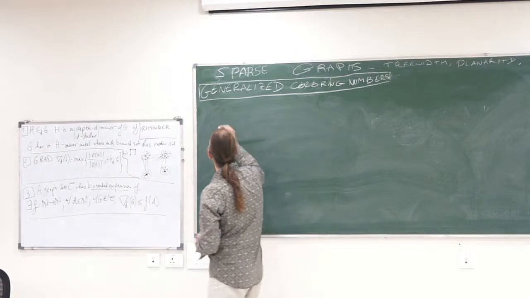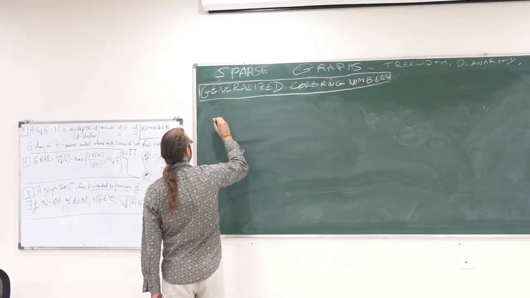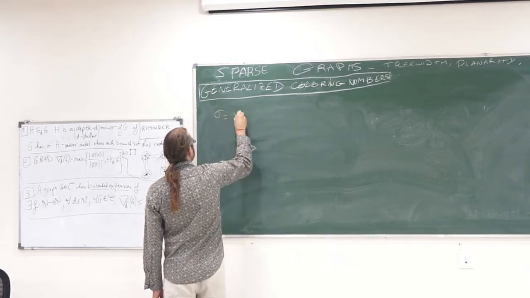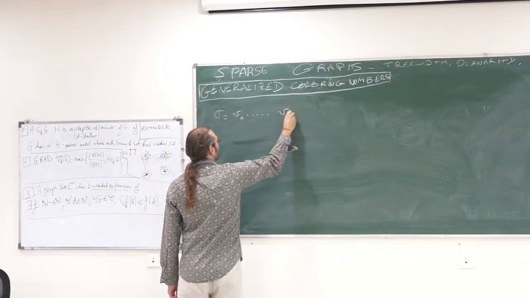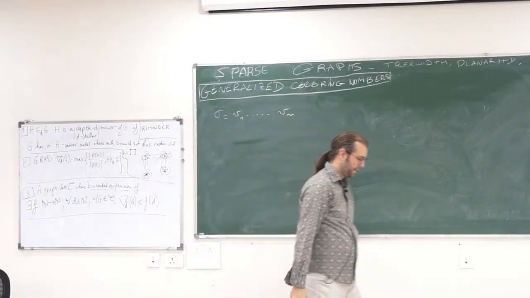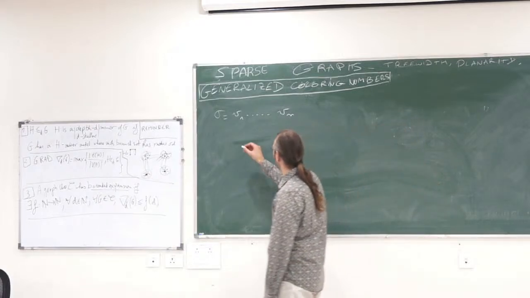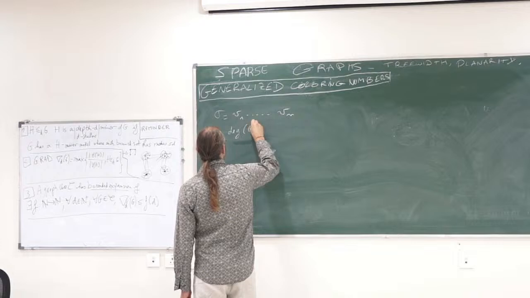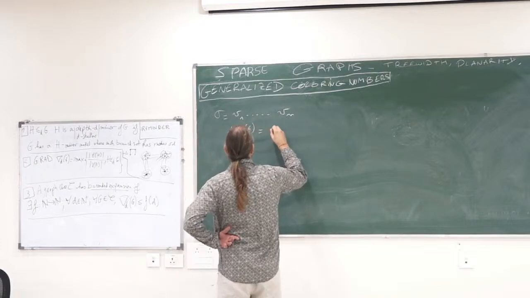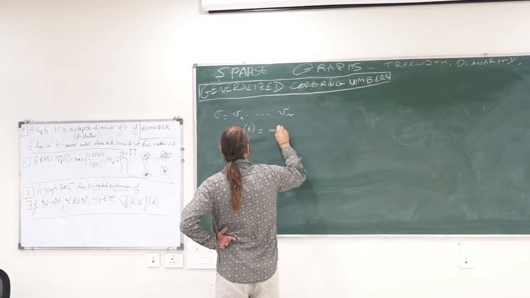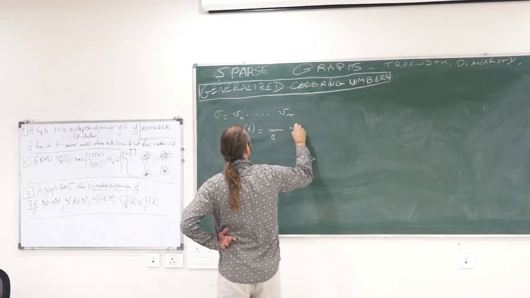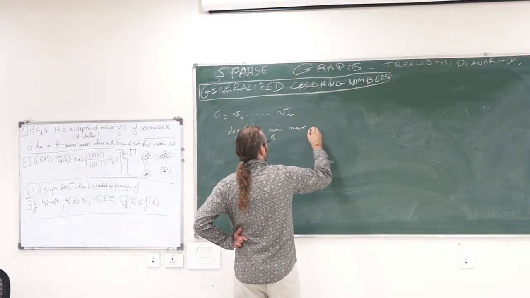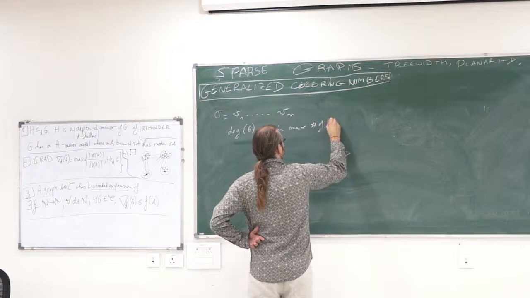So the definition, let's recall it actually. If you have an ordering sigma of your vertices, the degeneracy of G is basically the minimum over all sigma of the maximum number of backwards neighbors.